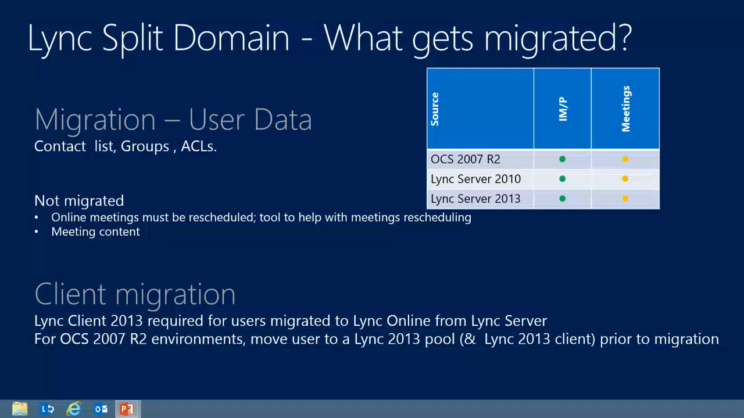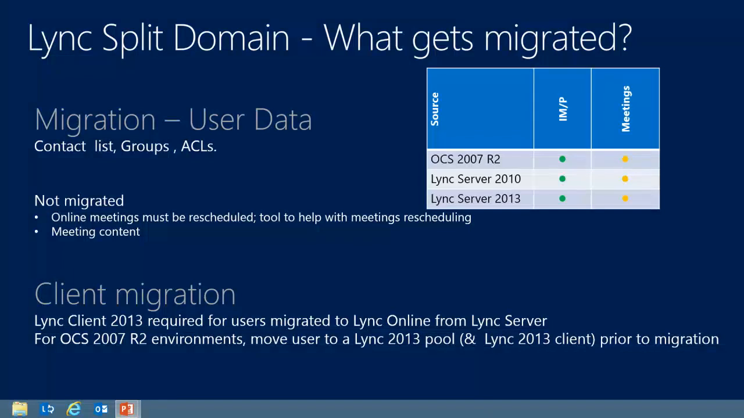Lync split domain. So what gets migrated when we go through and move a user, right? Their contact list. I mean, we can't really call it a move if you're not moving users' content, right? The contact list is the holy grail when it comes to Lync. Your groups and your ACLs move fully, not migrated. Online meetings: there's supposed to be a tool that's going to help with that. I honestly also need to do some follow-up on that and figure out where that tool went, right? So again, come find me and ask the experts if that's an issue. Meeting content: we don't move meeting content, right? So an end user may have to reconfigure their meetings and send out a new link.